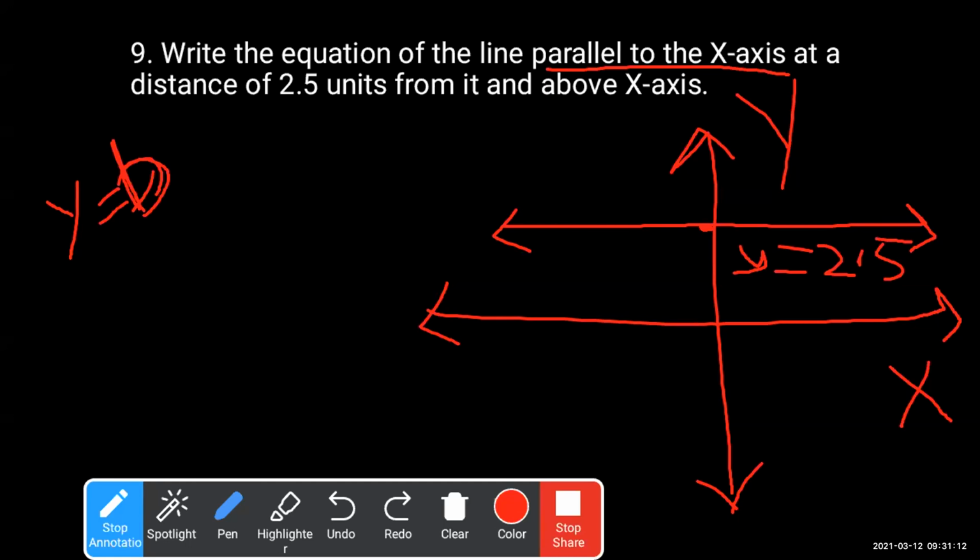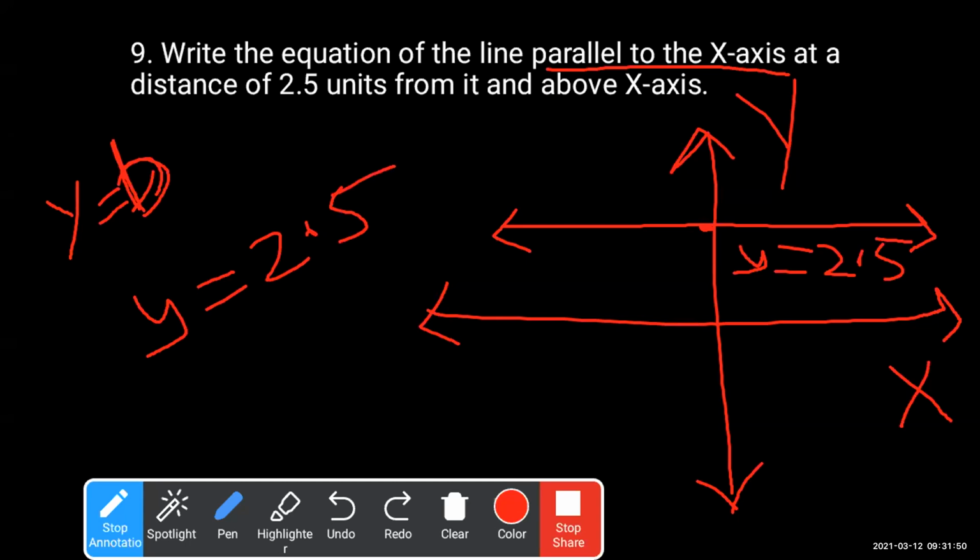Now, if they ask below the x-axis, then it will be y equals minus 2.5. So here you have to see two conditions carefully. First, it is parallel to the x-axis, which means it will lie on the y-axis. Second, above the x-axis means it has to be positive. So the equation of the line will be y equals 2.5.